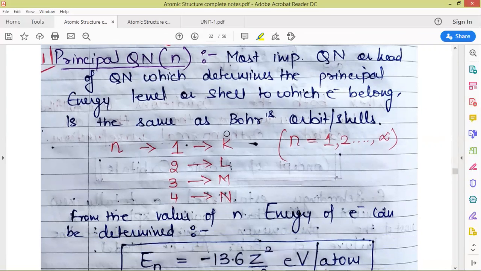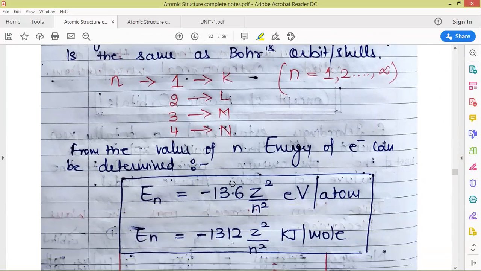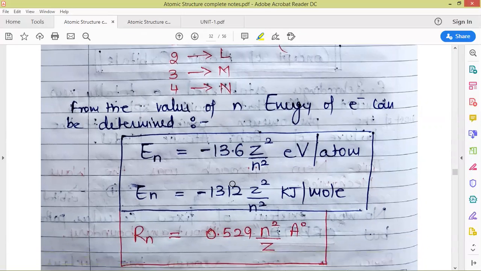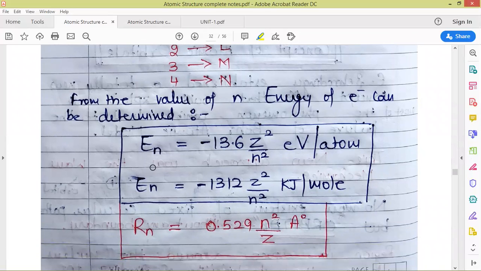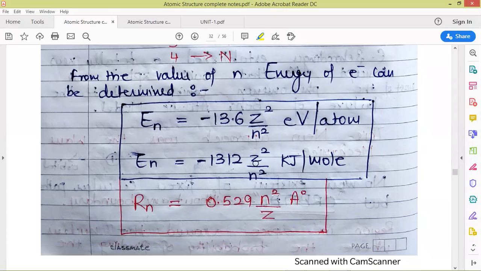For 1, it is represented as the K shell. For 2, it is called the L shell. These are capital letters. For 3, it is the M shell, and for 4, it is the N shell, and so on. From the values of n, the energy of the electron can be determined, as the formula is the same as given by Bohr for the energy of the electron in a particular orbit depending upon the value of n.